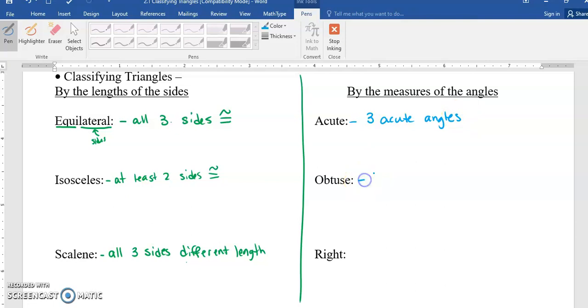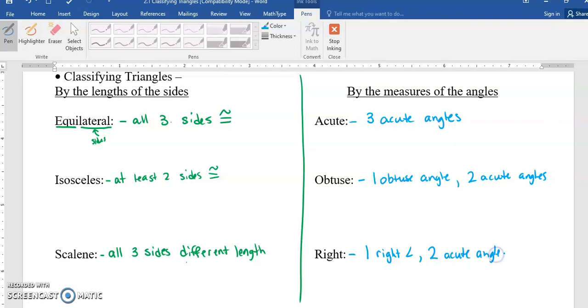In an obtuse triangle, there's 1 obtuse angle, and there are 2 acute angles. There cannot be more than 1 obtuse angle, because if we have an obtuse angle here and we try to put an obtuse angle over here at this end, we'll never get a triangle out of that. Those 2 sides aren't ever going to meet. And then a right triangle, similarly, there's 1 right angle and 2 acute angles.